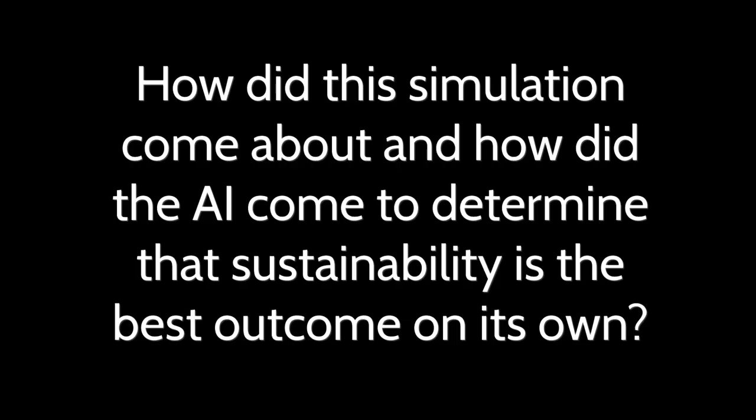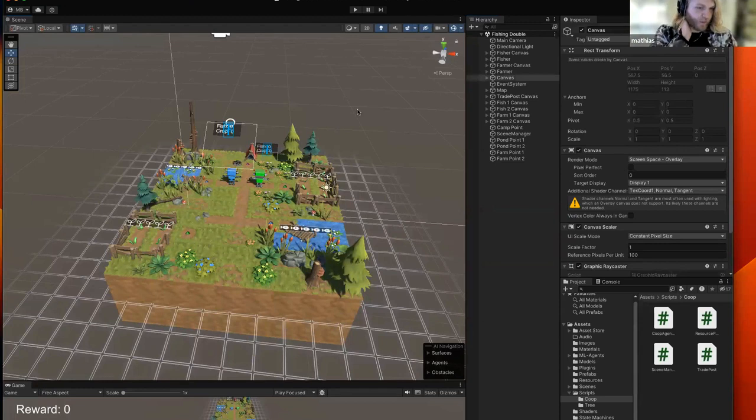How did this simulation come about, and how did the AI come to determine that sustainability is the best outcome on its own? This whole project and collaboration has been very interesting because even for myself, it's not completely obvious from the outset how we can bridge the world that I'm used to, which is this world of artificial intelligence and computer science, with these Indigenous knowledge systems. But by working with this group and with Ray, connections start getting made, even for myself, that I find very interesting.